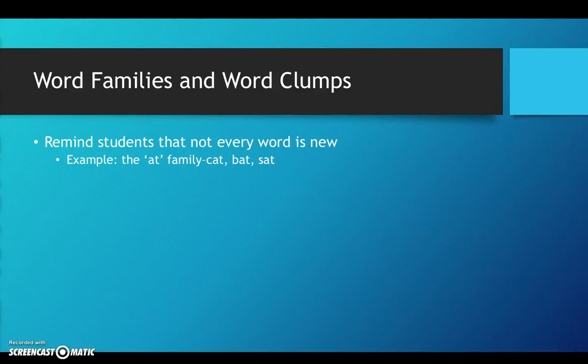Word families and word clumps. Remind students that not every word is a new word. For example, the "at" family includes cat, bat, sat, hat, rat, etc.